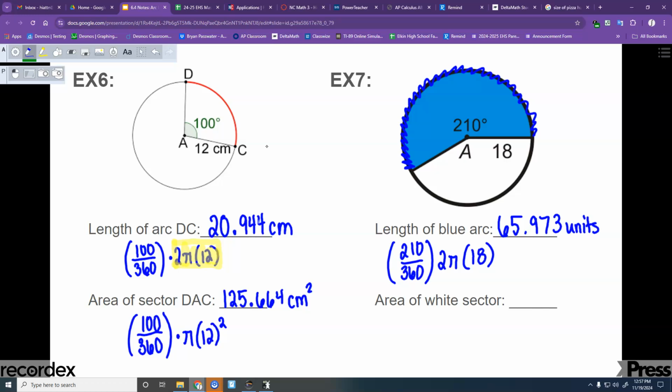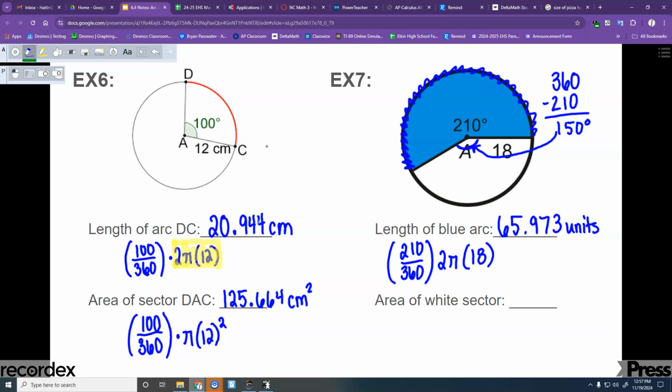Okay. For the second part of example 7, it's a little bit of a trick because it doesn't ask us for the length or the area of the blue sector. It asks us for the area of the white sector. So what we're going to have to do here is we first have to find this central angle that goes with the white section. And we already know the other piece is 210. All we have to do here is say 360 minus 210, and that is going to give us 150 degrees. So the measure of this angle here is 150 degrees.